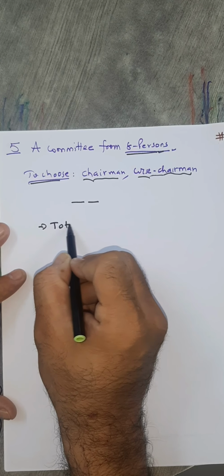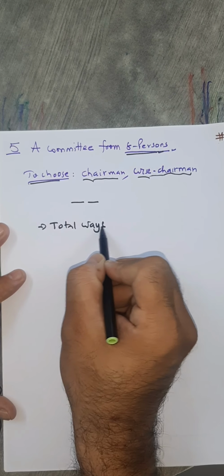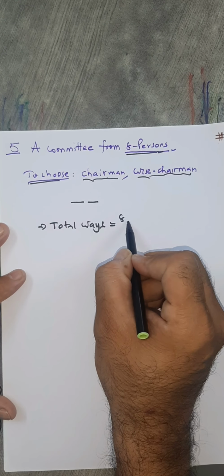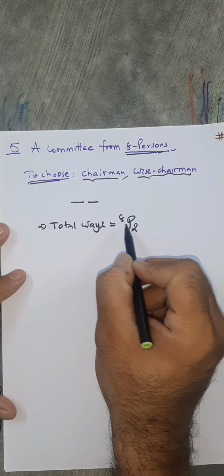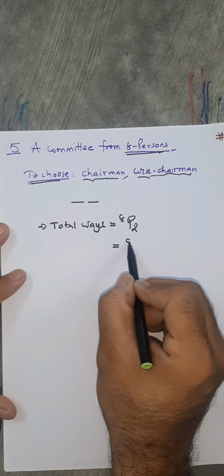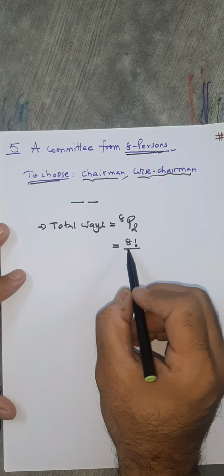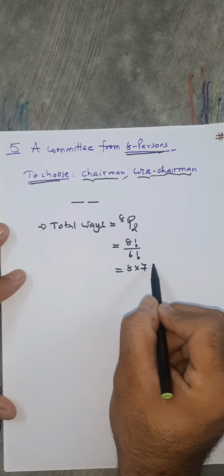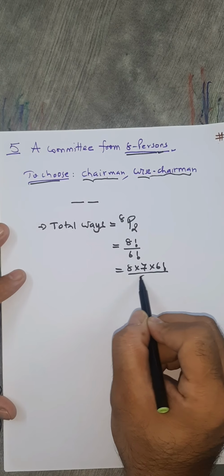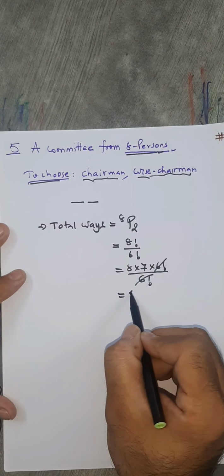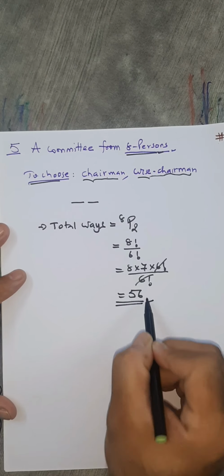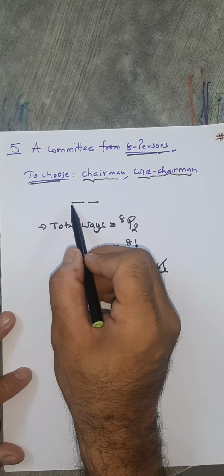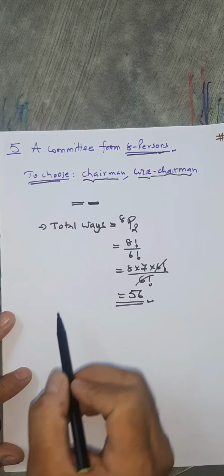So total ways of doing this is 8p2. Straightforward, you can write 8p2. You want to arrange 2 out of 8. Use the formula 8 factorial upon 8 minus 2 factorial, which is 6 factorial. So you can write 8 into 7 into 6 factorial upon 6 factorial. So this will get cancelled. So we have 56 here. So there are 56 ways to select the chairperson and vice chairperson from a committee of 8 persons, remember.